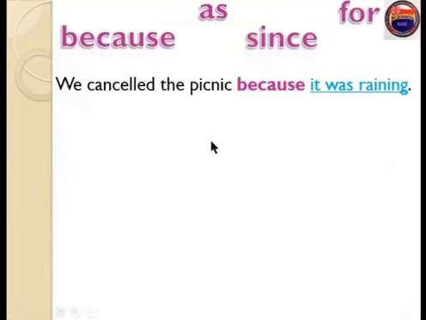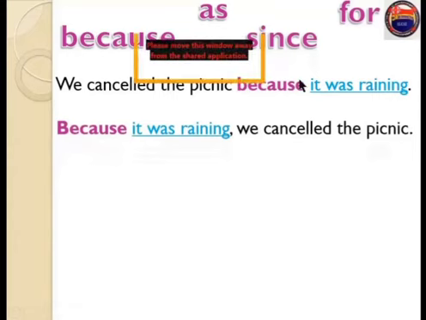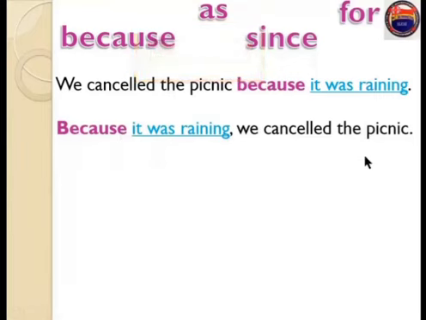Example one: we canceled the picnic because it was raining. So we canceled the picnic because it was raining. You can use because between two clauses, in the middle. And you can start your sentence with because. So you can say, because it was raining, comma, we canceled the picnic.